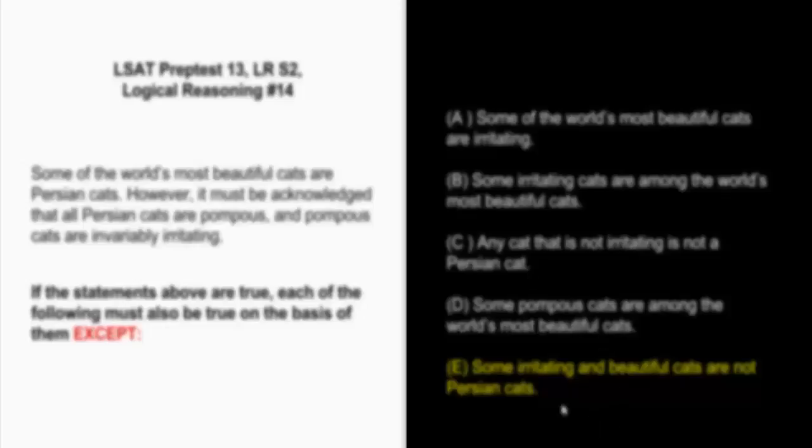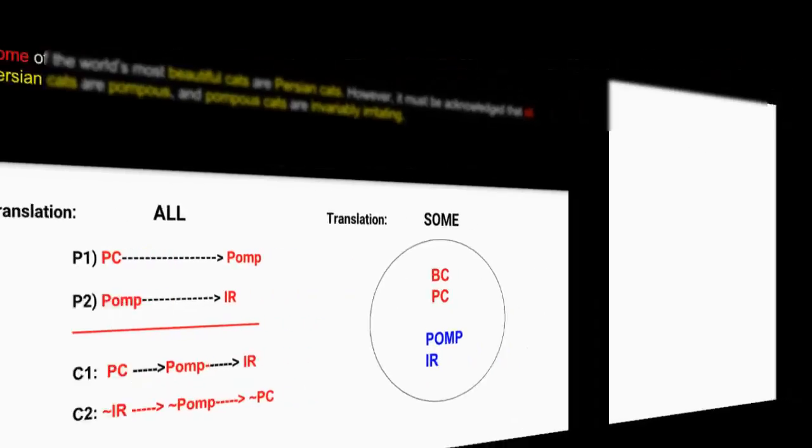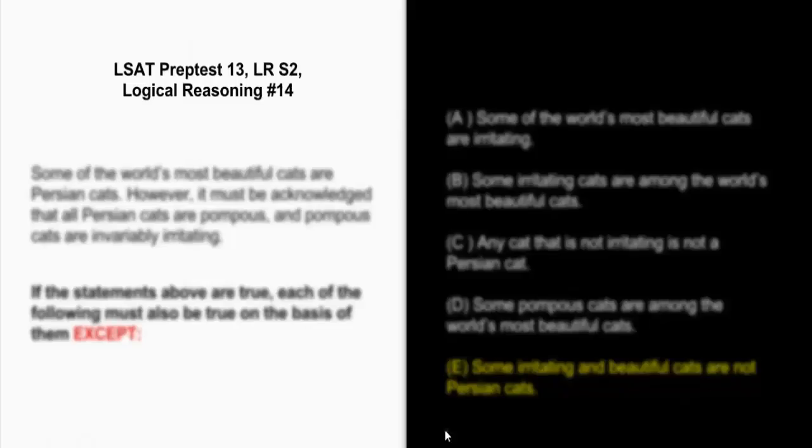Okay, let's see E: some irritating and beautiful cats are not Persian cats. Look at what we have here: not Persian cats. Let's take a look at the circle again. We don't know anything about whether they're not Persian cats. We only know if they're Persian cats. So this is something that we cannot infer. That's why E, some irritating and beautiful cats are not Persian cats, is the credited answer, and this is why it's the right answer.